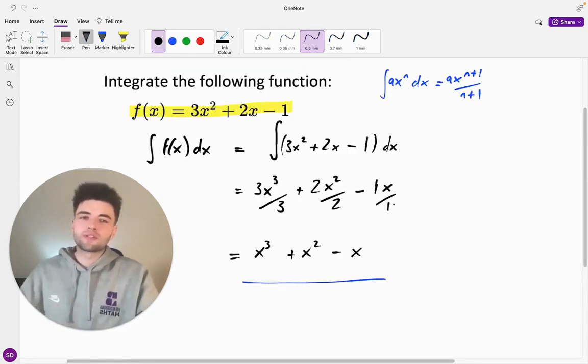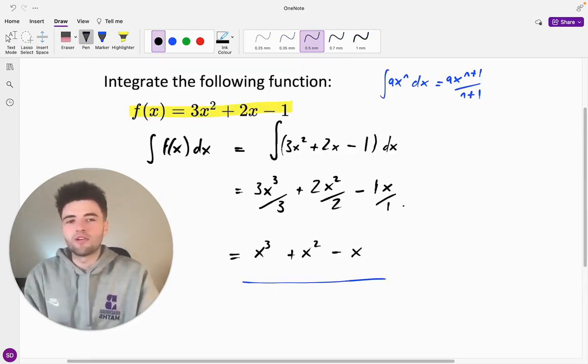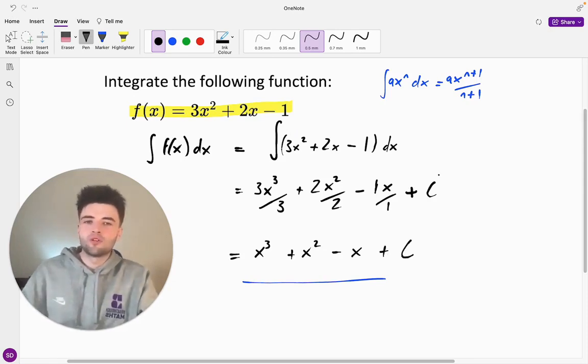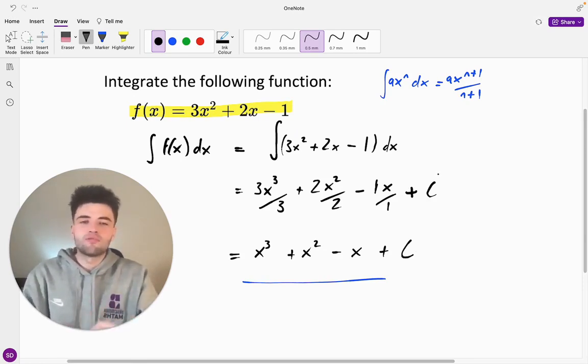And one thing I almost forgot to do in this one, guys, and just spotted at the very end, is to just add our c, so our constant of integration, because we don't actually know the limits here, and therefore, there could be a constant on the end of this, because when we differentiate a constant, it disappears, and therefore we just need to add the c at the end, and that's going to be our final answer.